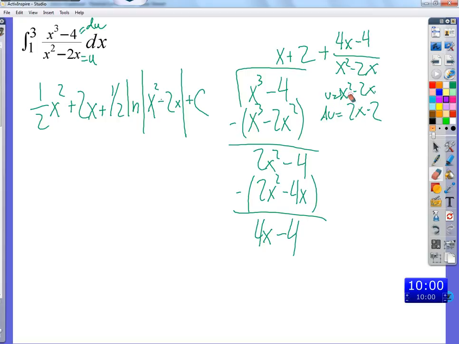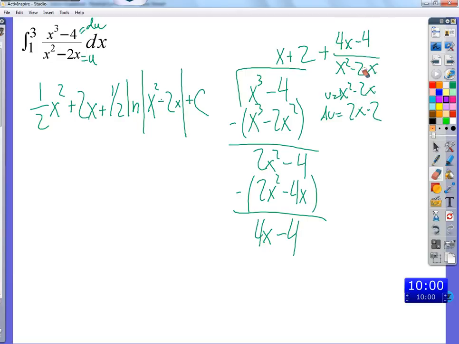So u is x squared minus 2x, right? Yeah. And du is 2x minus 2, right? But what we have is 4x minus 4. So we multiply that by 1/2, so in front would be a 2. So then we put a 2 out in front of it.